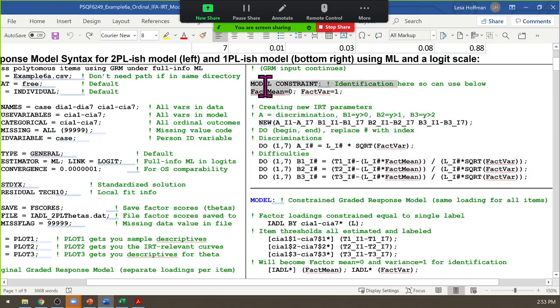So the first thing is to fill in the 0 and 1 that I want my factor to have for its mean and variance. That allows me to refer to the mean and variance in the equations that follow but actually have them constrained like they're supposed to be. So I am identifying my model by fixing the trait mean to 0 and the trait variance to 1, same as usual. I'm just doing it here rather than over here so that I can use the factor mean and the factor variance in the equations to convert the loadings to A's and the thresholds to B's.